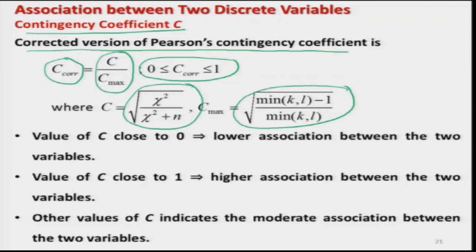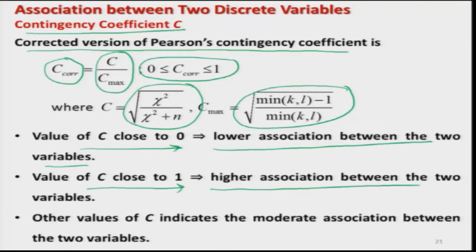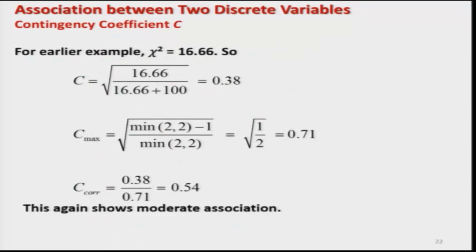So, this also has similar interpretations. If the value of C is close to 0, that would indicate a lower association between the two variables. If the value of C is close to 1, this is going to indicate a higher association between the two variables, and other values of C between 0 and 1 would indicate the degree of association between the two variables proportionally.